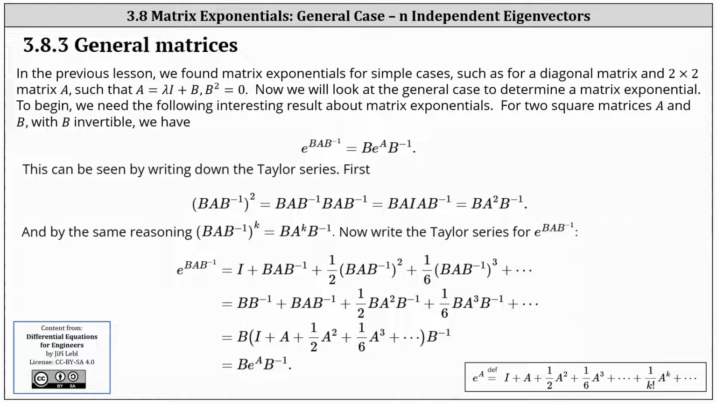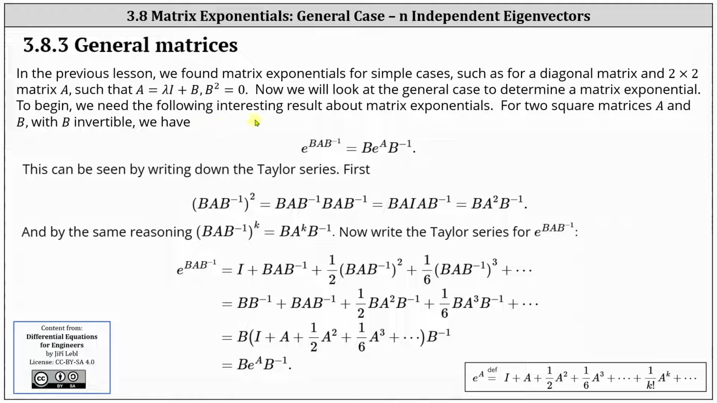Welcome to a lesson on how to determine matrix exponentials for the general case where we have an n by n matrix with n linearly independent eigenvectors. In the previous lesson, we found matrix exponentials for simple cases, such as for a diagonal matrix and a 2 by 2 matrix A, such that A equals lambda I plus B, where B squared equals 0. Now we look at the general case to determine a matrix exponential.